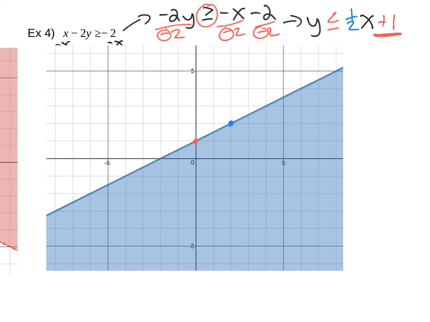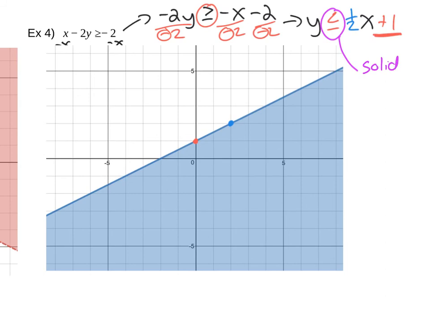And then now we look at what kind of boundary we should draw. We see we have a solid boundary. That's because we have an equal to. Remember, equal to will always make a solid line, because all the points on this line are exactly equal to -2. All right, so once we have that, we know it's a solid boundary.